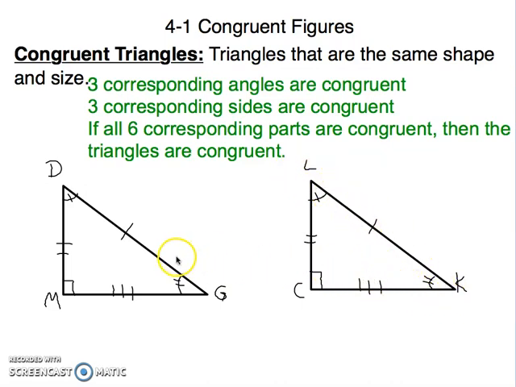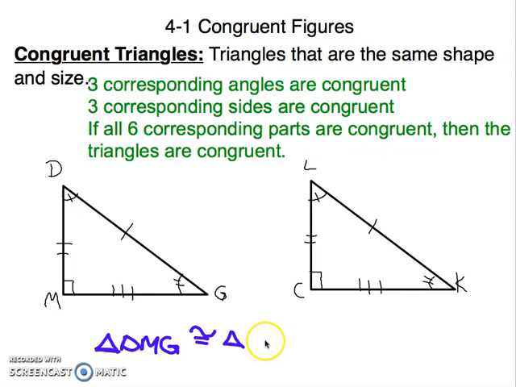If two triangles are congruent, you can write what's called a congruency statement. A congruency statement would look something like this. Triangle DMG is congruent to triangle.